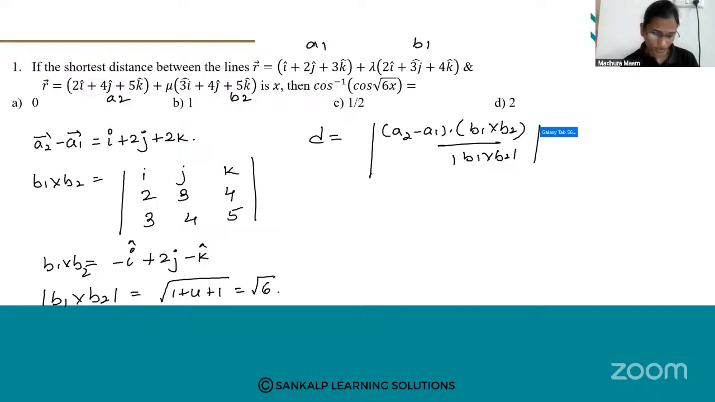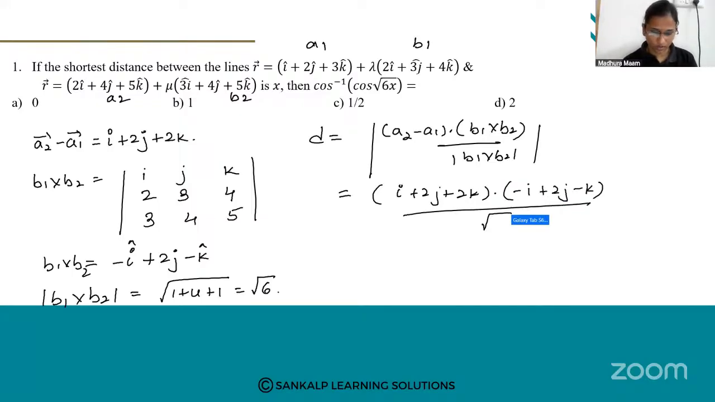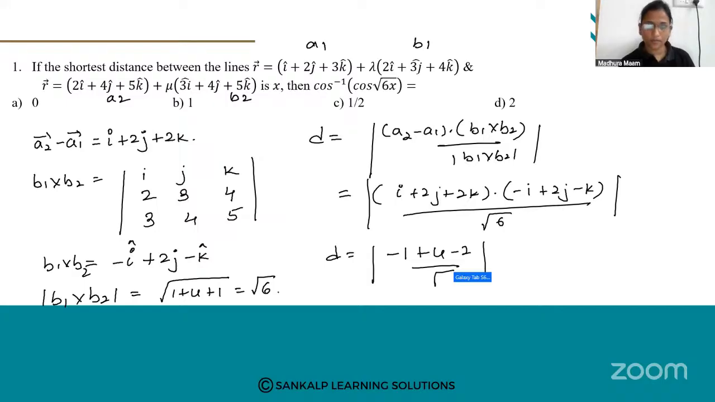Okay, so how much did we get for A2 minus A1? I plus 2J plus 2K. How much for B1 cross B2? Minus I plus 2K. And the magnitude we got is root 6, right? Okay, so taking the dot product: 1 into minus 1 is minus 1, plus 4, minus 2, divided by root 6. So this is minus 3 plus 4. Minus 3 plus 4 means 1 by root 6. Correct? Okay. Fine. So distance D is 1 by root 6.